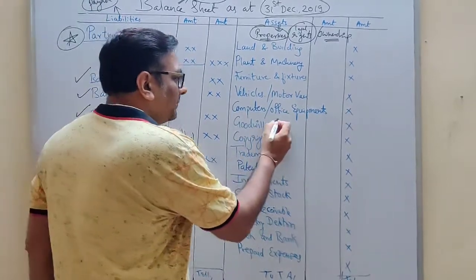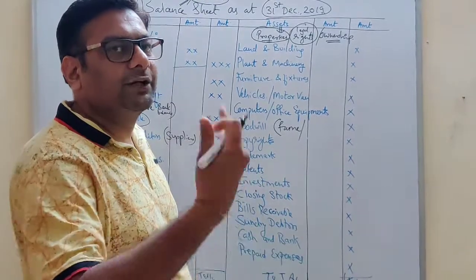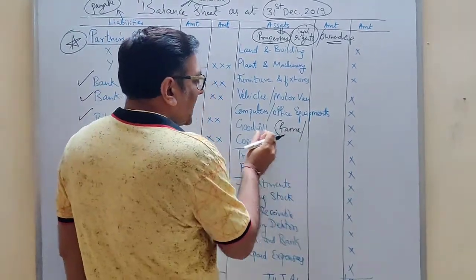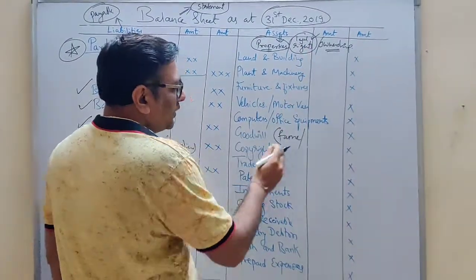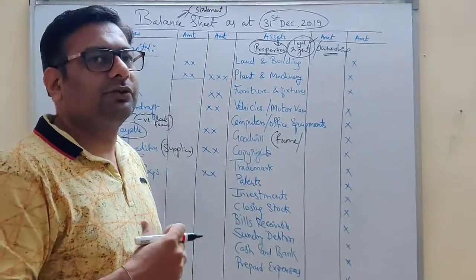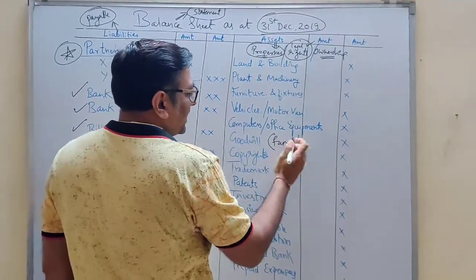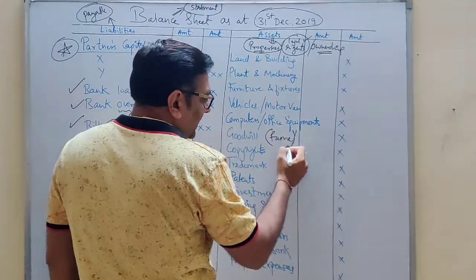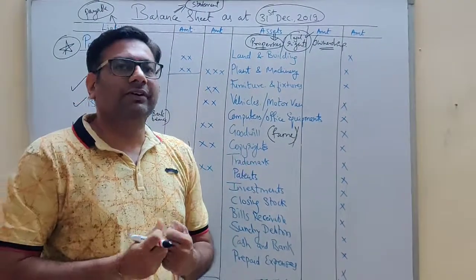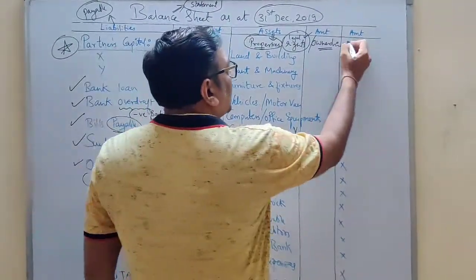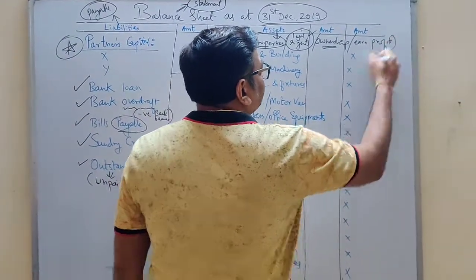Then goodwill. What do you mean by goodwill? It is a fame which we have earned over a period of time. So this fame helps us to earn profit in the business. So this fame is our legal rights. No one can use our name. No one can use our fame. It is our rights. It is our legal rights. So this is your legal rights, fame, which can be used as an asset to earn more profit. So asset also means those things which helps you to earn profits.